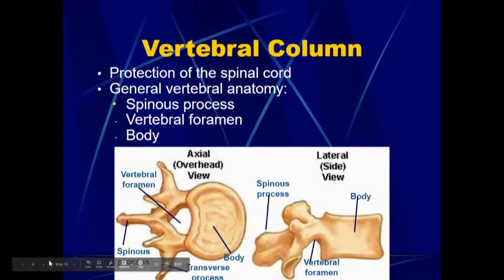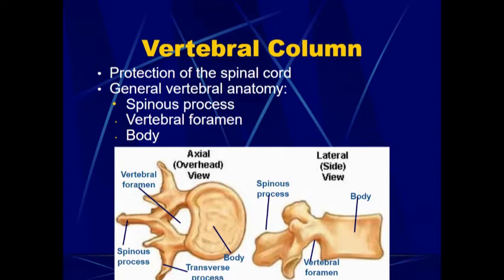Moving on to the vertebral column. The vertebral column provides protection for the spinal cord. In the general anatomy of an individual vertebra, there is a very thick body. There is an opening called the vertebral foramen, which is what the spinal cord travels through. On the posterior side is a spinous process.